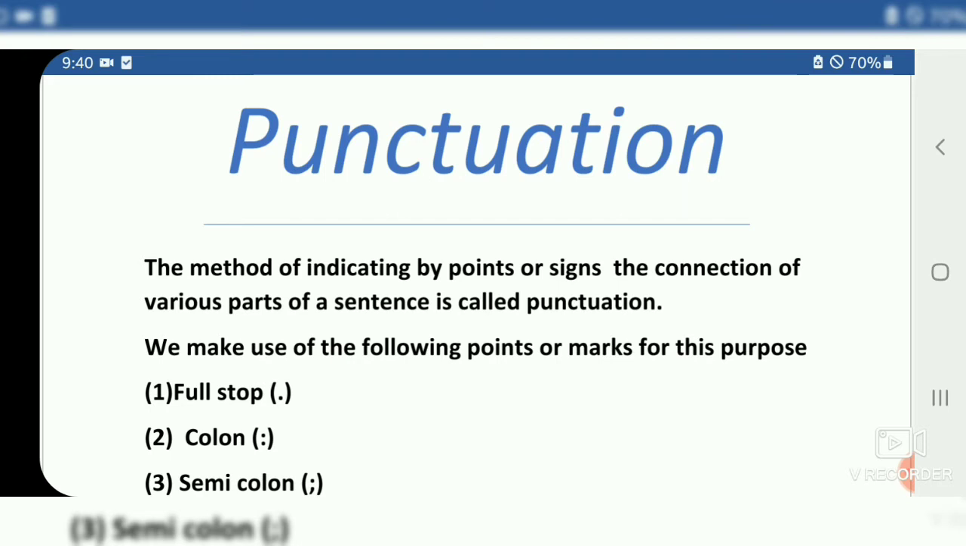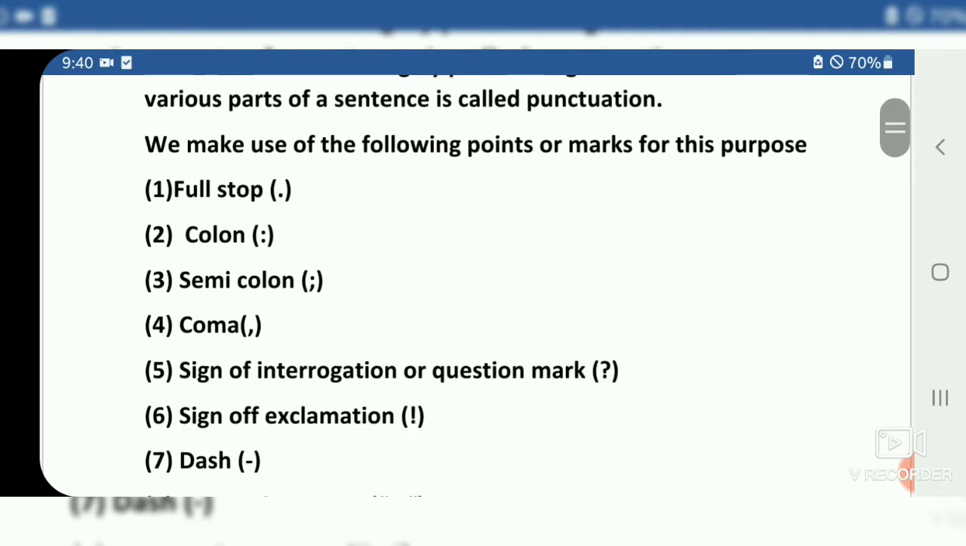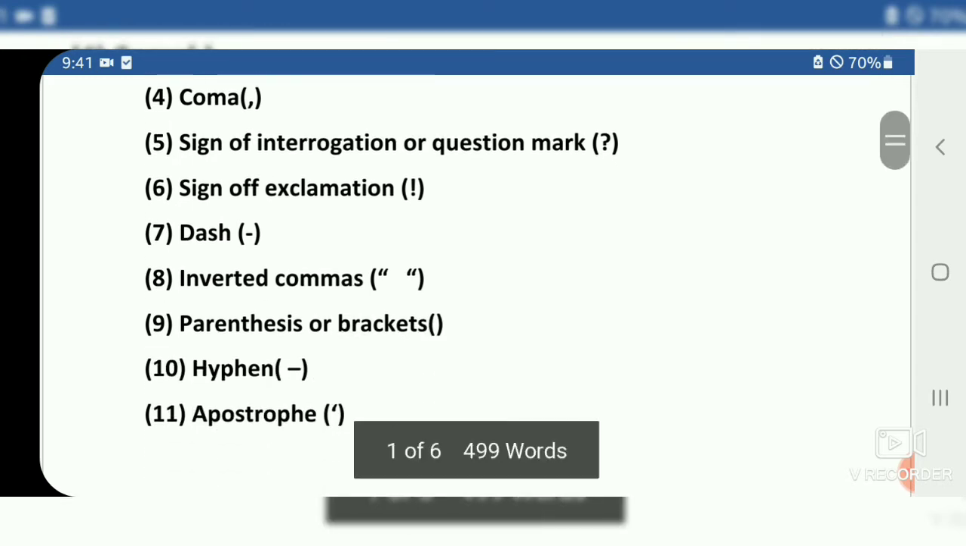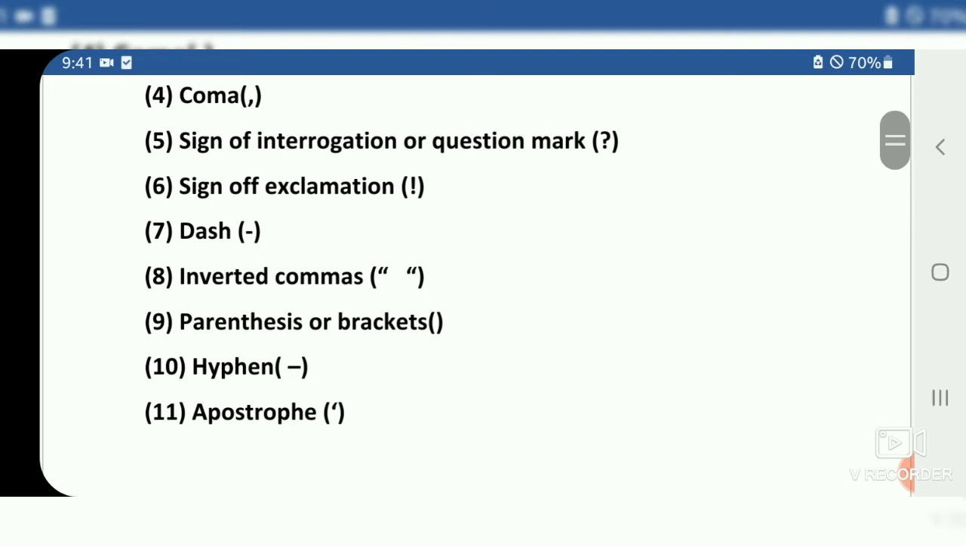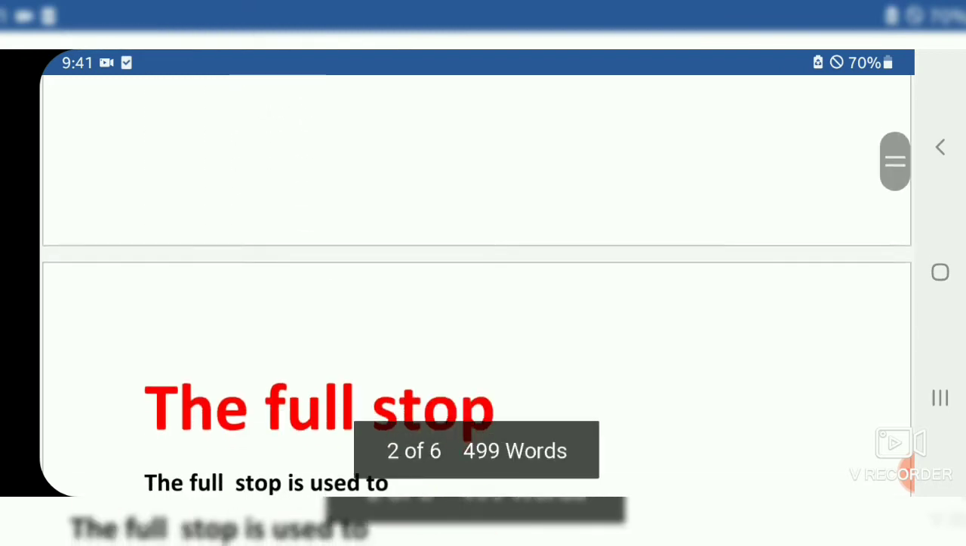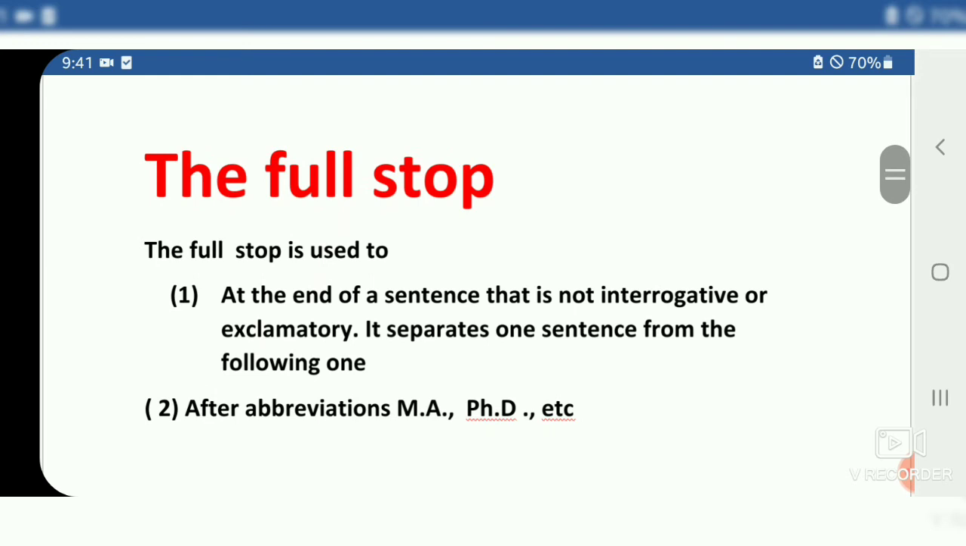We make use of the following points or marks for this purpose. All parts are given below. The first part is the full stop. The second part is colon. The third one is semicolon. Fourth is comma. Fifth is sign of interrogation or question mark. Number six is sign of exclamation. Number seven, the dash. Number 8, inverted commas. Number 9, parentheses or brackets. Number 10 is hyphen. Number 11 and the last one is apostrophe. Let's learn about these parts one by one.